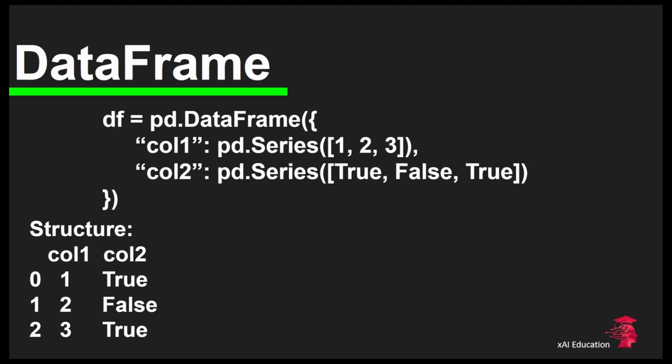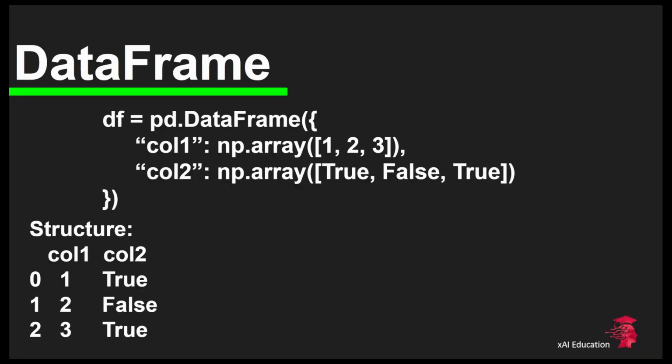Our input is a dictionary with two columns, named col1 and col2. Each column value is a pandas series object with some data in it. I've written the structure of this data frame down below, where we can see that our columns are labeled, and we also have indices on the left-hand side starting from 0 onwards. Each column has data in it, the data that we have defined.